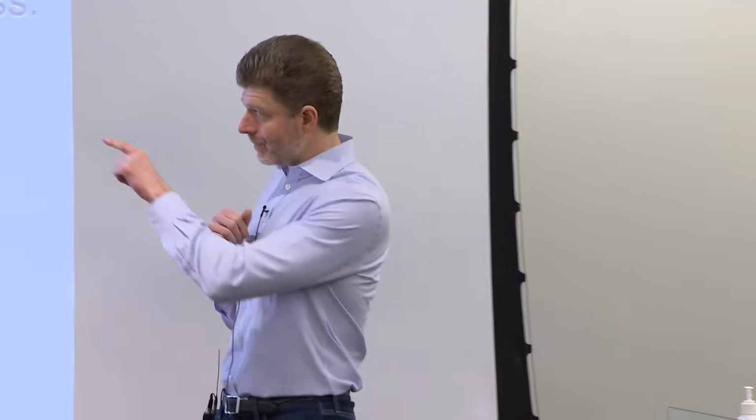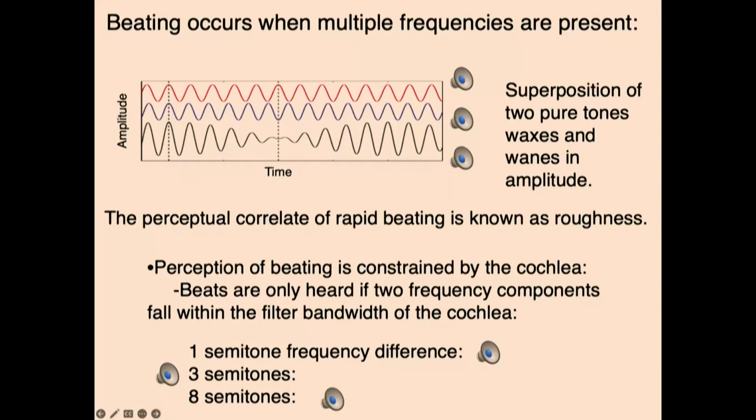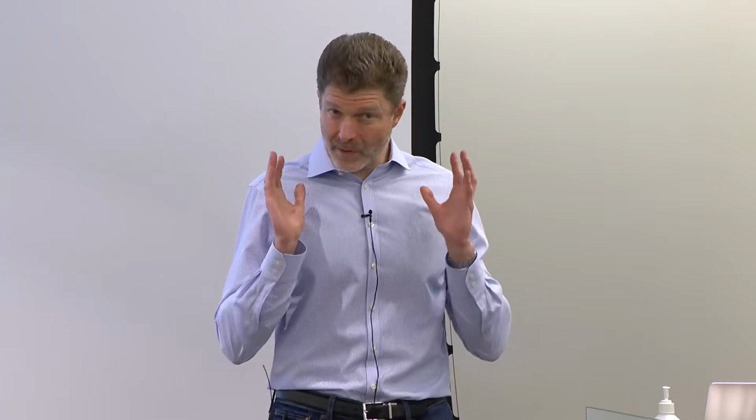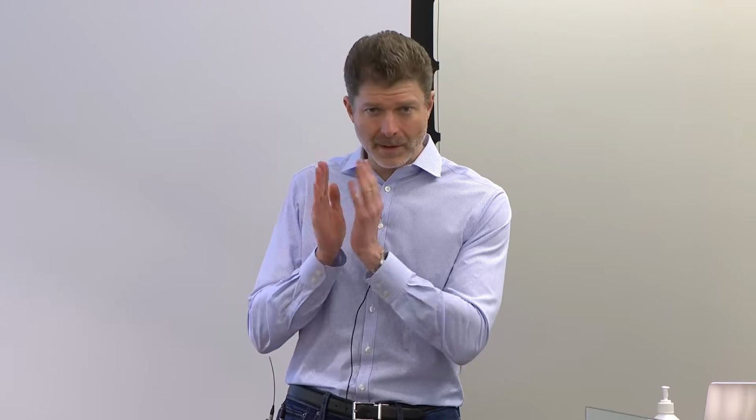However, you only hear the beating as roughness under particular conditions, right? And they turn out to be constrained by the cochlea. So the beats are only heard if the two frequency components fall within the bandwidth of the filters in your cochlea. And they also have to be in the same ear, okay? So if we use headphones, we take the red frequency and we supply that to your right ear, and the blue frequency and we supply that to your left ear, you will not hear the beats. So you only hear them if they enter the same ear, and if the frequencies are sufficiently close that they stimulate the same auditory filter.